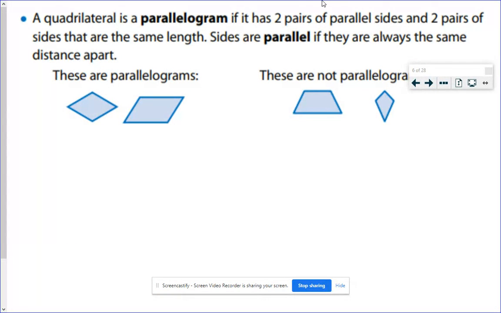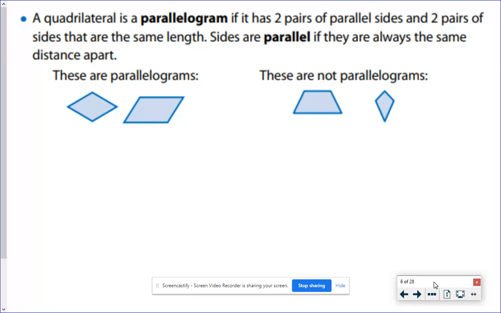A quadrilateral is a parallelogram if it has 2 pairs of parallel sides and 2 pairs of sides that are the same length. Sides are parallel if they are always the same distance apart, like the video showed us. A student in class today said they have come across these types of questions about parallelograms and parallel lines in Prodigy. So here are 2 examples of parallelograms, and here are 2 non-examples. These are 2 pairs of sides that are the same length, and they stay the same distance apart on both of these shapes. These are not parallelograms. While the top and the bottom are the same distance apart, they are not the same length.